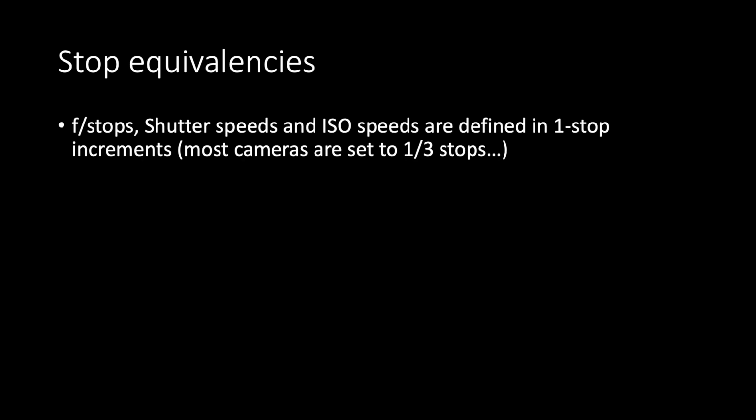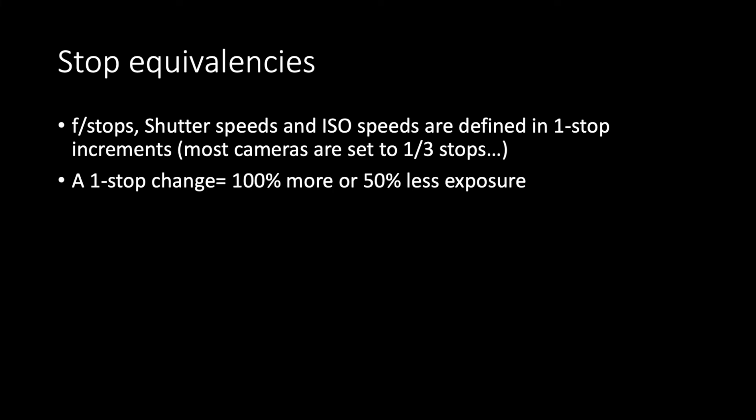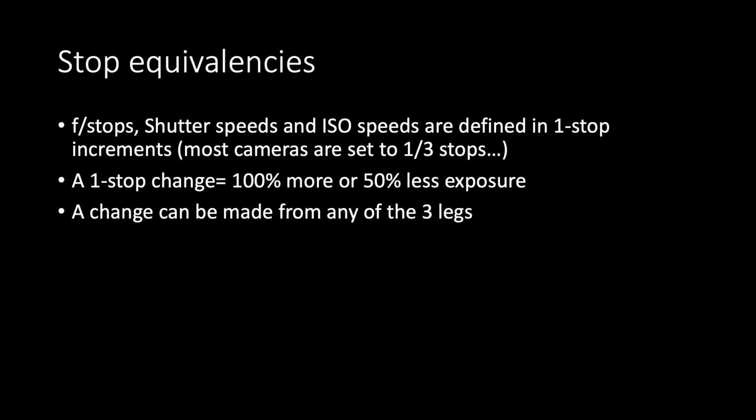With the exposure triangle, we talk about a lot of stop equivalencies. F-stops, shutter speeds, and ISOs are all defined in one-stop increments, although most cameras today come from the factory set to 1/3 of a stop with each click on the dial. A one-stop change equals either 100% more exposure or 50% less exposure. And you can make that change from any of the three legs.